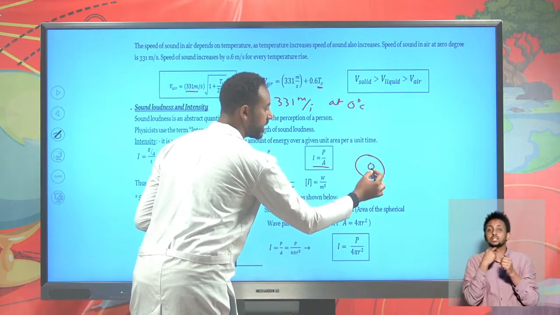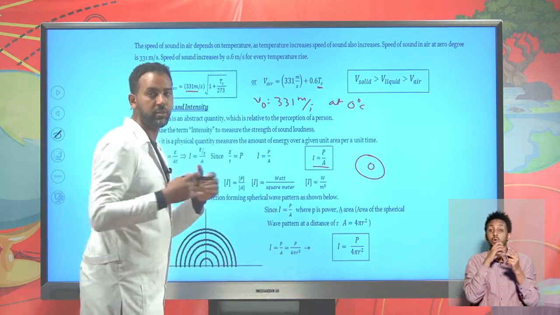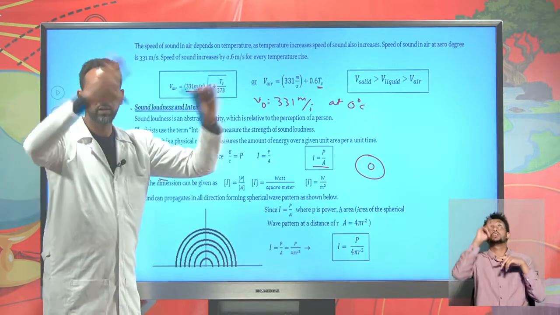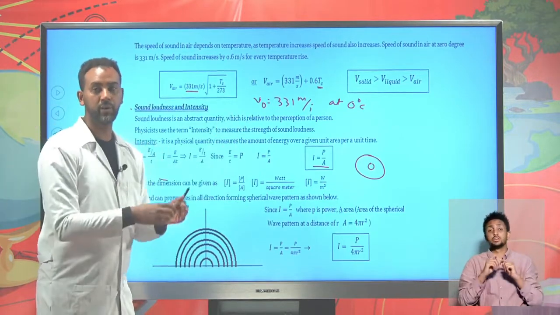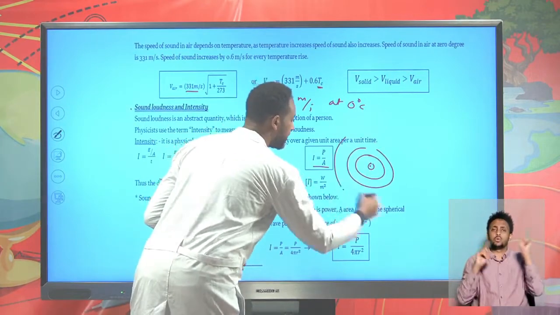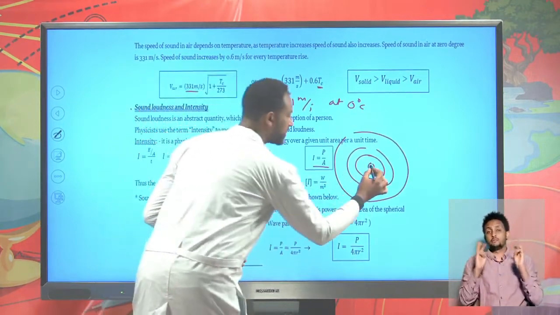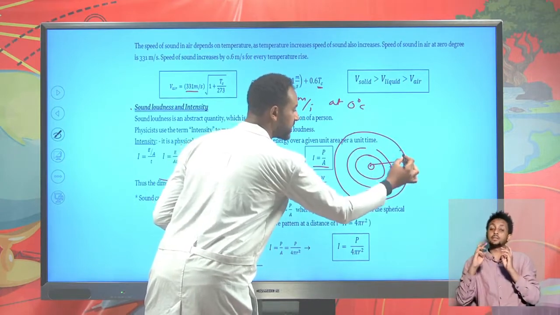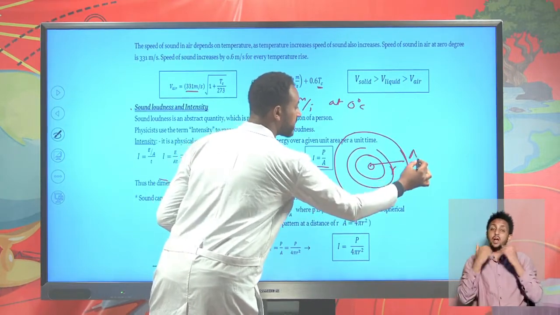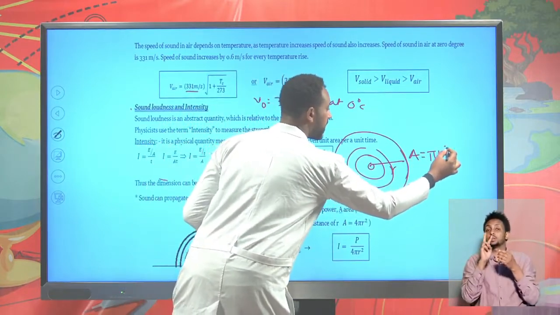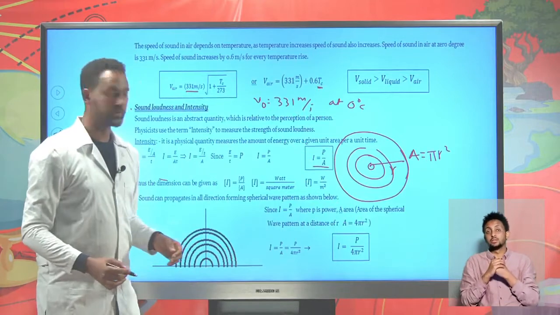As sound is propagated, it propagates in all directions. Suppose I am a source, the sound is moving upward, downward, in all directions, forming a spherical wave pattern. So here we have a source and there is a spherical wave pattern. At a distance of r from this, we have a spherical wave pattern, and that spherical wave pattern has a surface area.